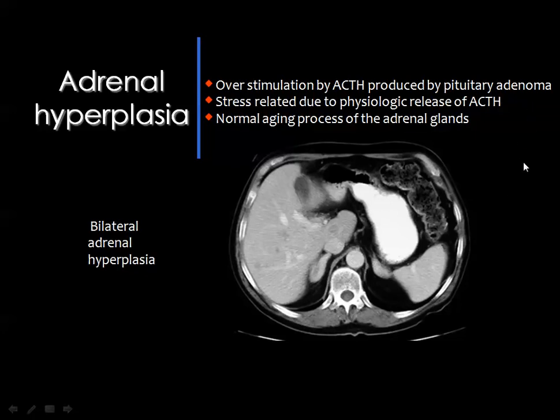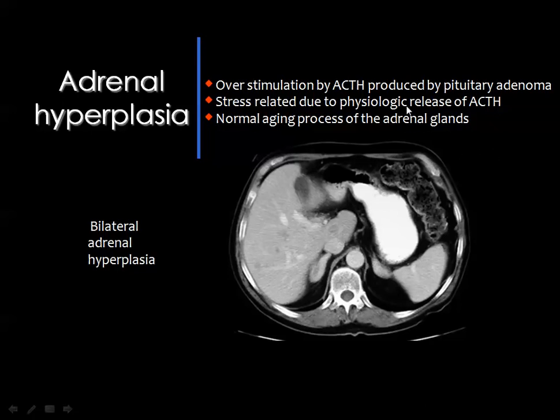Then we came to the issue of the adrenal hyperplasia, and if there is overstimulation by ACTH produced by the pituitary adenoma, the adrenal glands may be hyperplastic. And the hyperplastic adrenal glands are enlarged, but in most of the cases, they maintain their normal configuration. Then also hyperplasia can be a normal aging process of the adrenal gland. And you know that the aging process everywhere in the body is in the form of atrophy of these organs, like the pancreas, for example, and the brain. But in the suprarenal gland, it is in the form of hyperplasia.